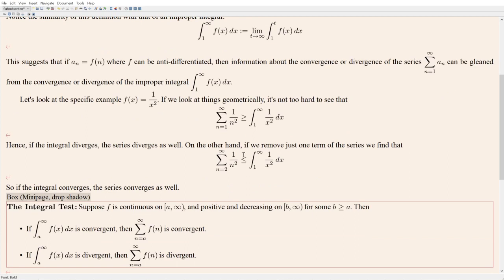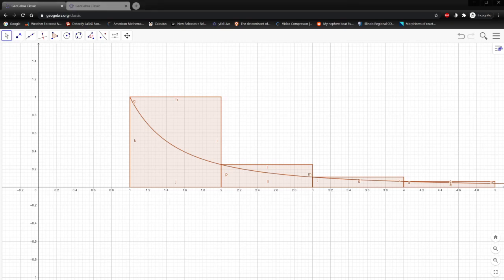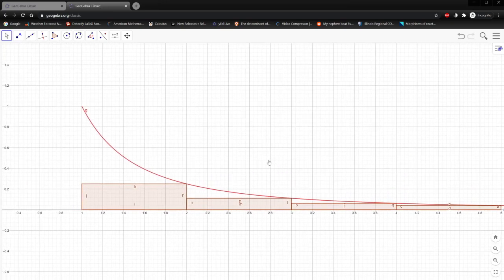On the other hand, look at what happens if we remove just one term of this series, and then move everything over to the left. So what I'm going to do is remove this big rectangle, and then take everything else and just shift it to the left by 1 unit. That's what I've done there. So I've removed the first rectangle, and shifted everything else over to the left. So now, if we add up the areas of all of these rectangles, we are getting still the infinite series, but with the first term missing.